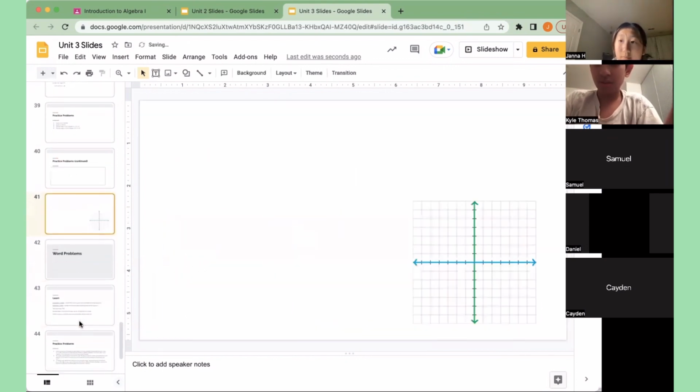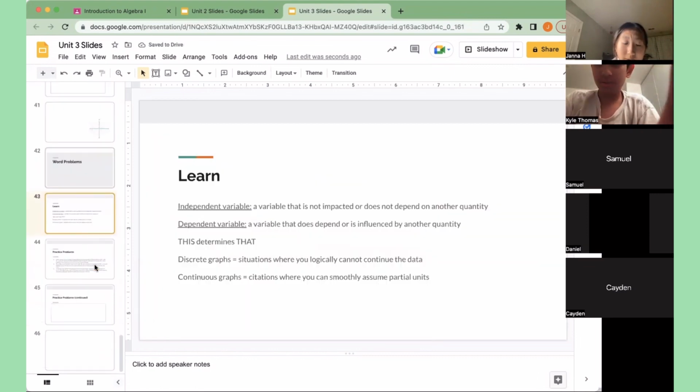Okay. Now we're gonna move on to word problems, and this is our last topic. For homework, you should have like 5 problems. It's not that much. You really should be able to get it done.